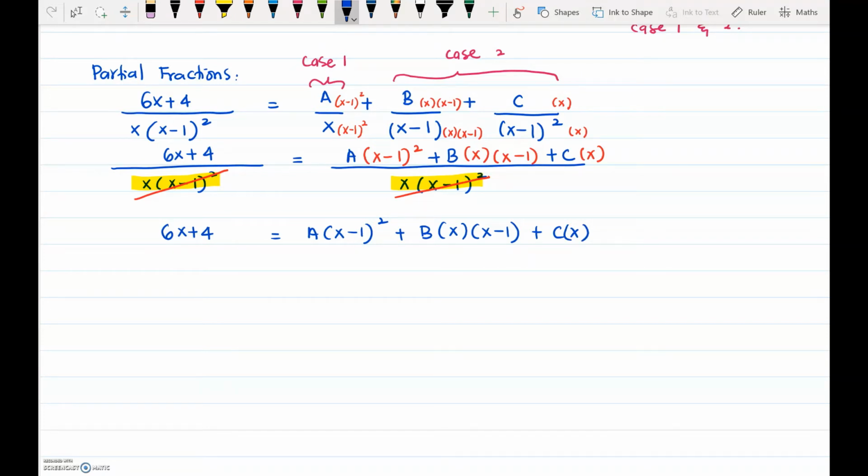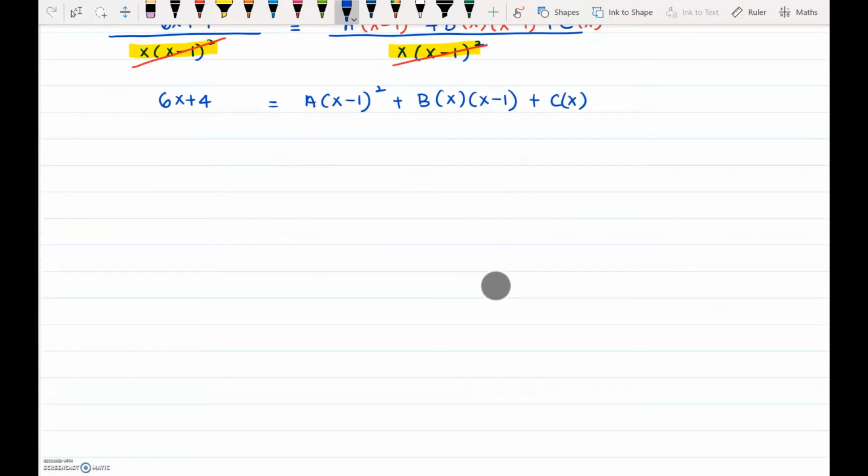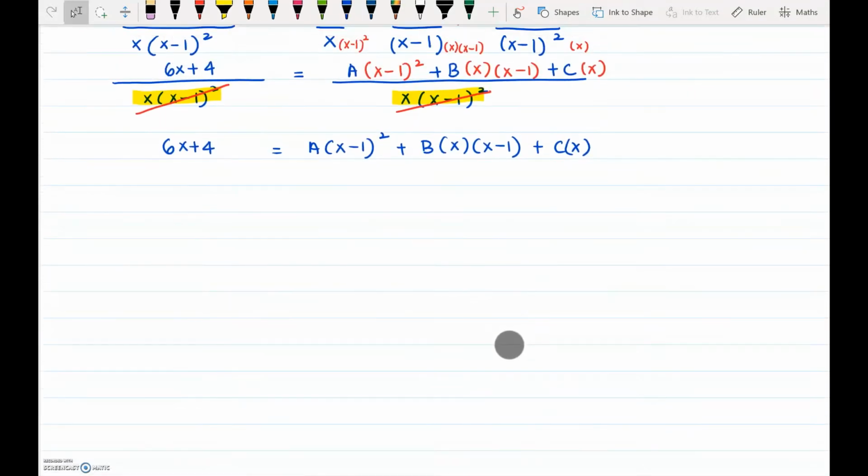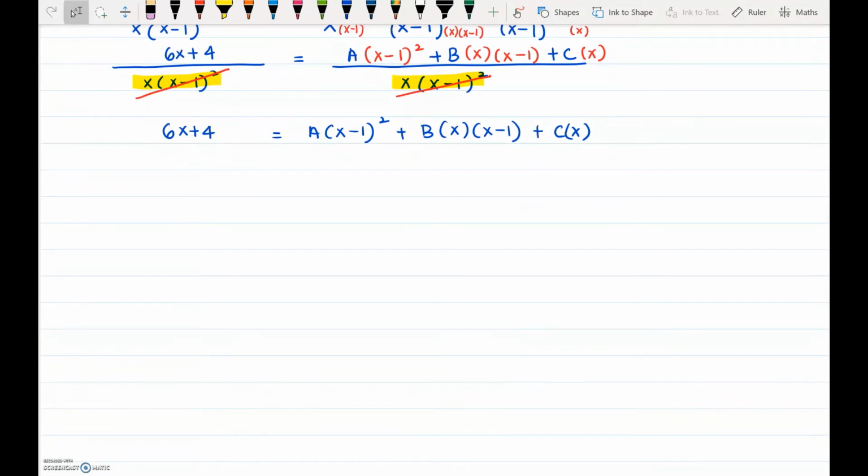Okay, alright, so next step is we want to find the value of a, b and c. We can use the substitution of x. Let's say if you want to eliminate x, you will use x equals to 0. If you want to eliminate x minus 1 here, you will use x equals to 1.